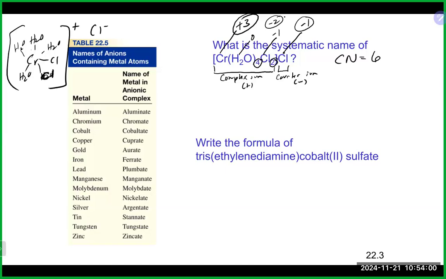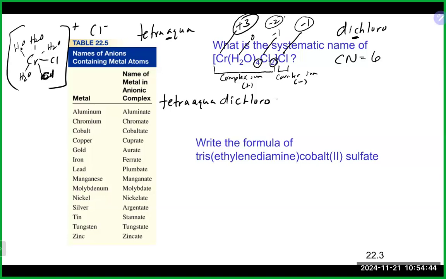Here we have two chlorines, so that's a dichloro situation. We have four waters, that's a tetraaqua or tetraaquo, your choice, whichever one you like. We do want to put these ligands in alphabetical order. So the one that comes first alphabetically is this one, because we're looking at A versus C. We're not looking at the prefixes. So we're going to go with the A guy first there. So that's a little tetraaqua, a little dichloro, dare I say.